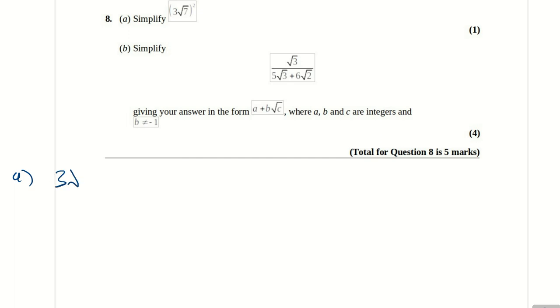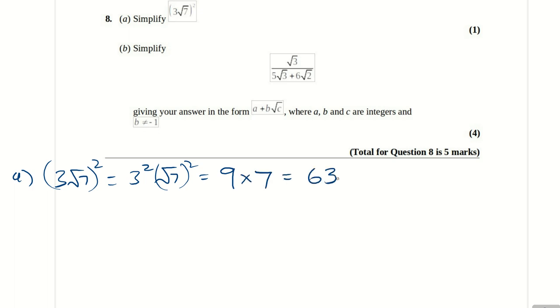Right, 3 root 7 squared. Remember that both of the terms in the brackets need to be squared, so it's 3 squared times root 7 squared. Well, 3 squared is 9, and root 7 squared, of course, is just 7. So that goes to 63.